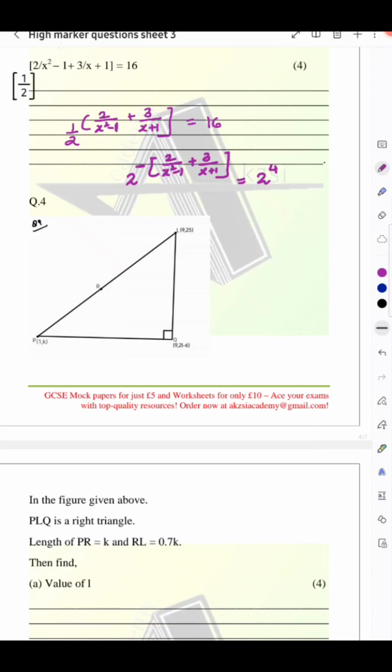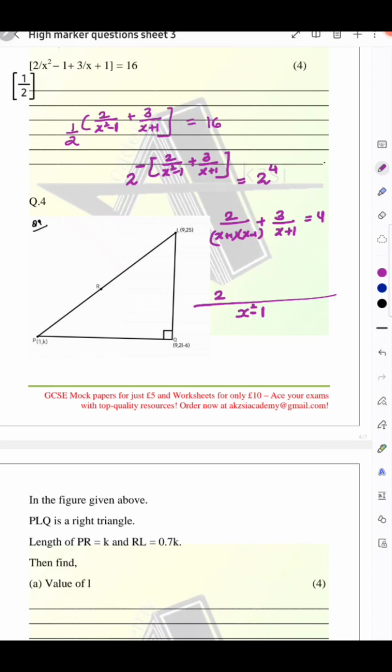Now I need to just compare the powers. So 2 over x squared minus 1 plus 3 over x plus 1 is equal to 4. On taking the LCM, it's x squared minus 1. Why? Because x squared minus 1 can be written as x plus 1 times x minus 1, and clearly I can see that the LCM would be x squared minus 1.